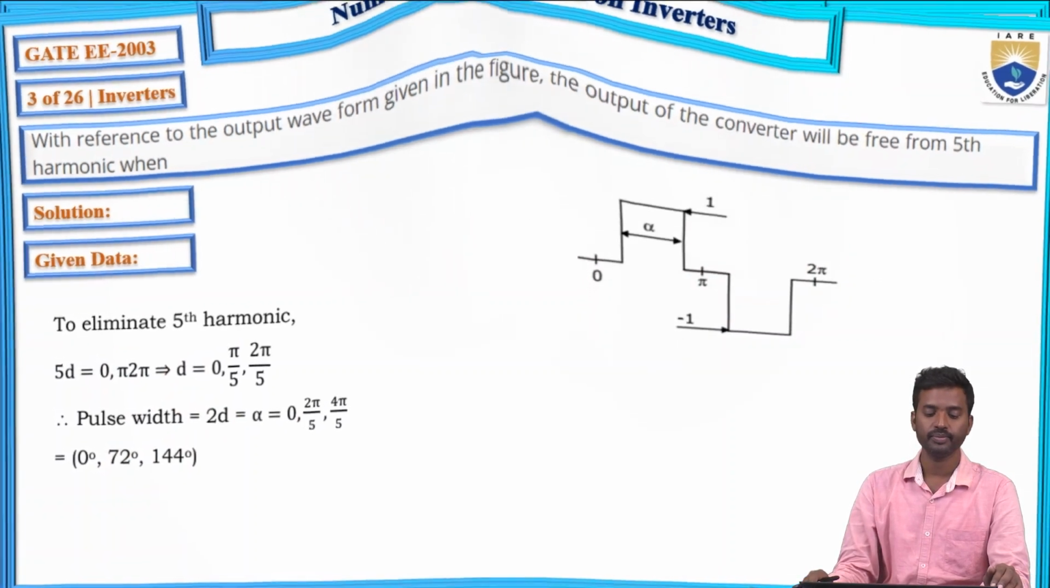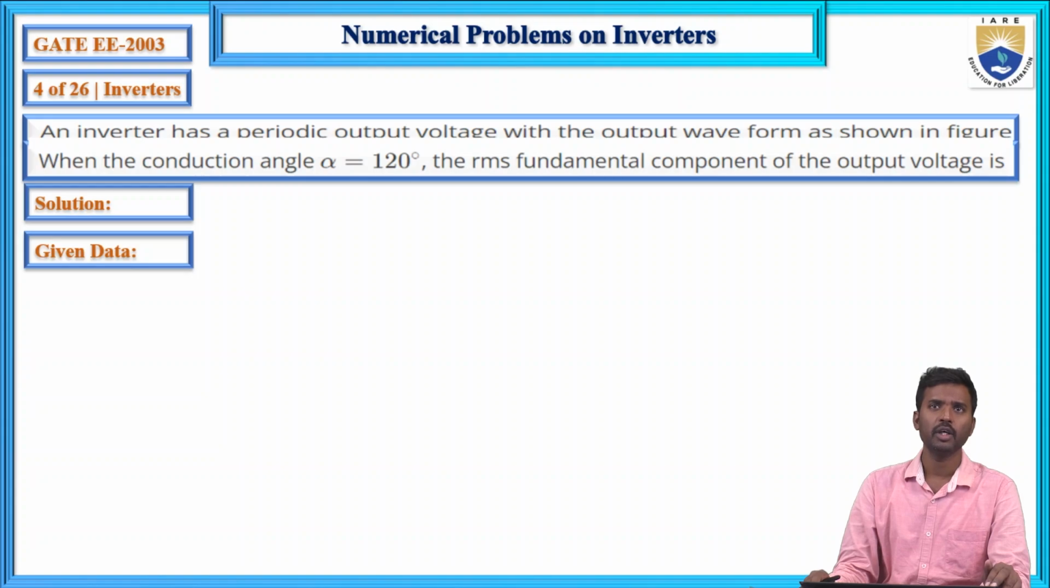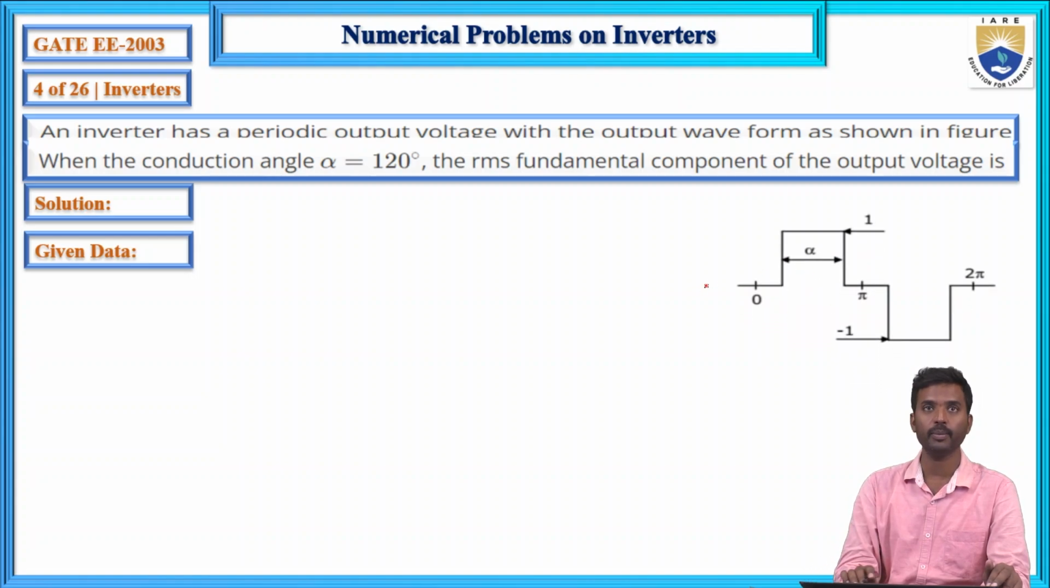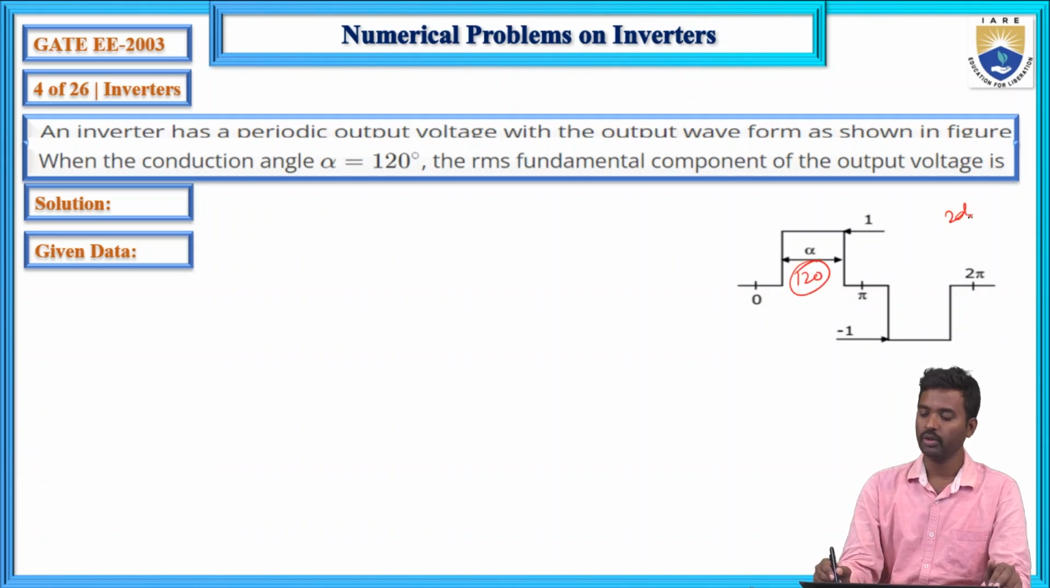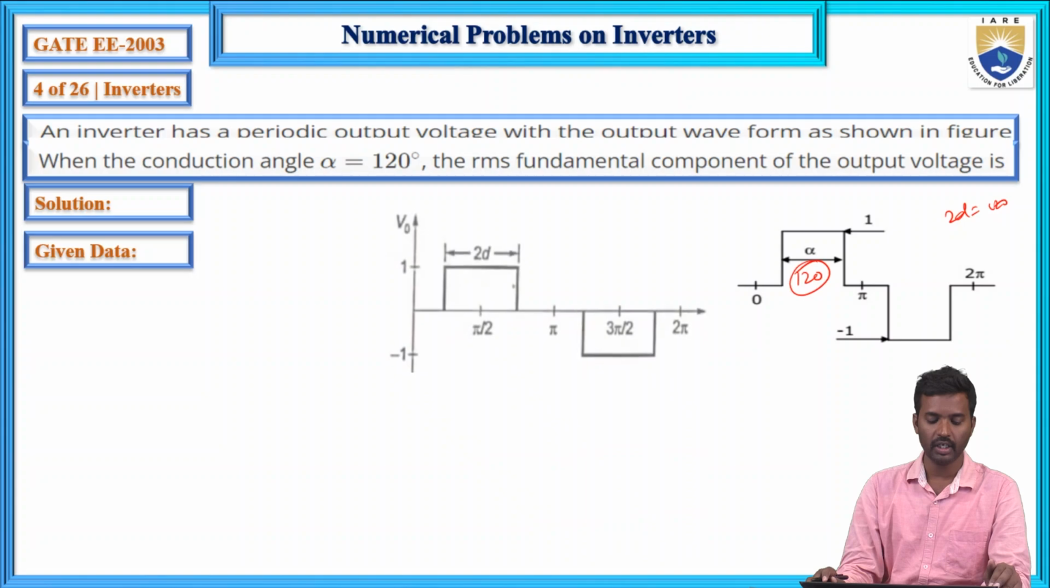Now the next question. An inverter has a periodic output voltage with the output waveform as shown in the figure, the same figure as in the previous problem, question number 3. When the conduction angle alpha is 120 degrees, what is the fundamental component of the RMS output voltage? Here alpha equals 120 degrees. That means 2D equals 120. So the RMS output voltage equals, here 2D.